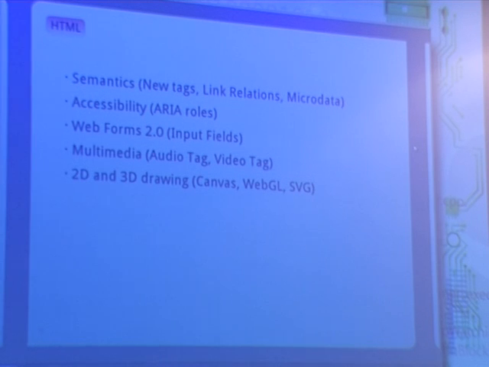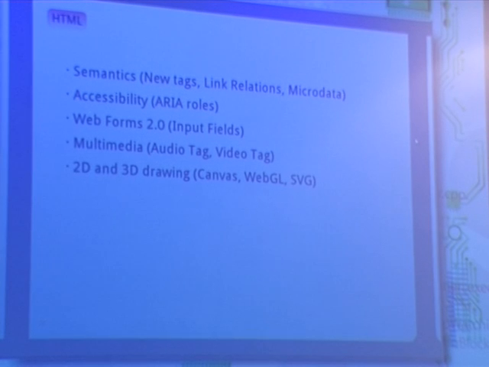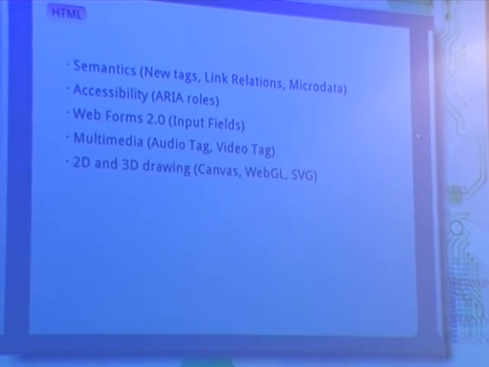So in terms of HTML, we've talked about adding semantics, adding accessibility, new form inputs, multimedia in terms of audio and video, as well as new drawing APIs. What about CSS? CSS we're also adding a lot to. We're adding selectors, which, again, is about looking at what people do, what the common things are, and how we make this easier.